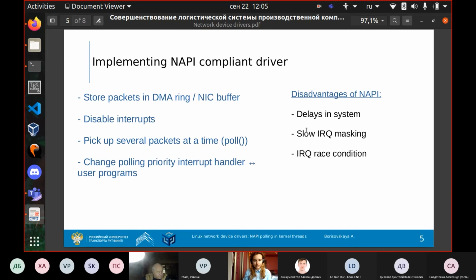Since the poll method works in the context of SoftIRQ, you need to change the polling priority to balance resources between the interrupt handler and user programs. But NAPI has some disadvantages. In some cases, there may be delays in the system because of calling the poll method. IRQ masking can be slow, and in some cases an IRQ race condition may occur.